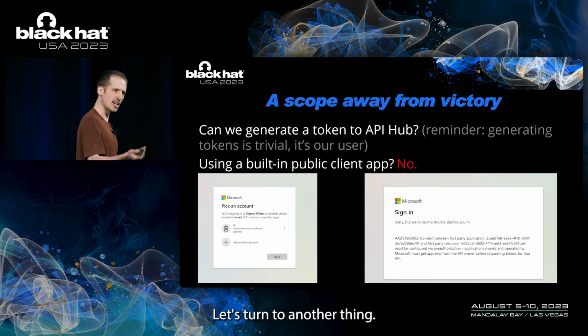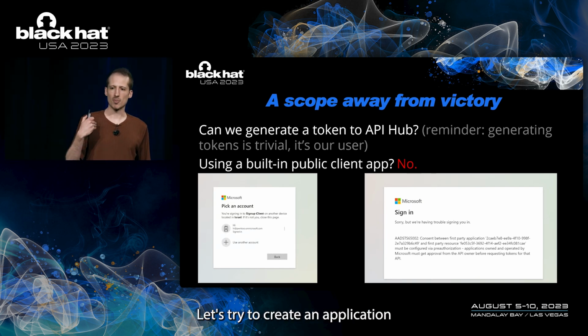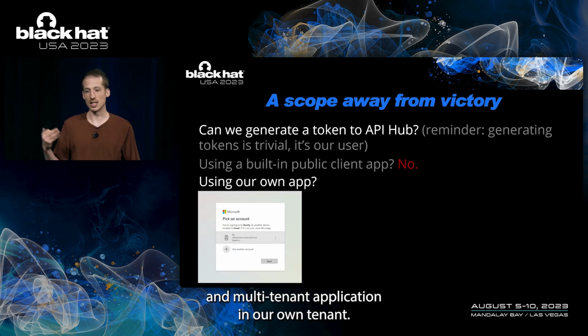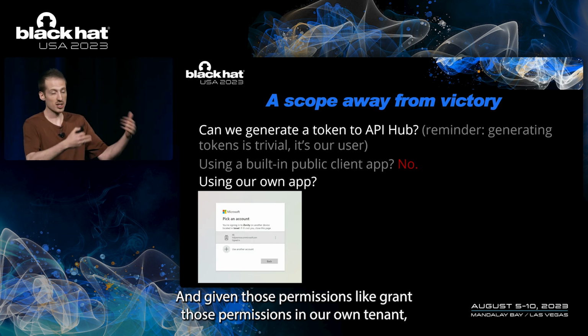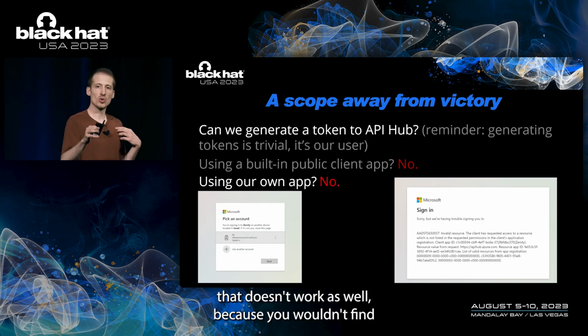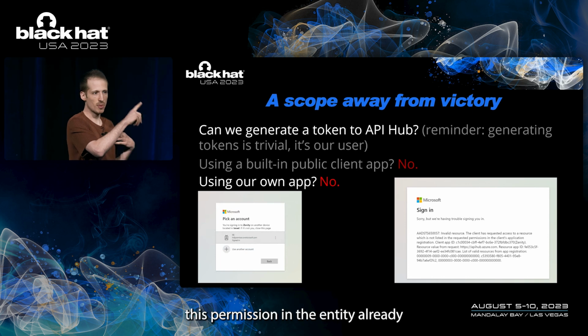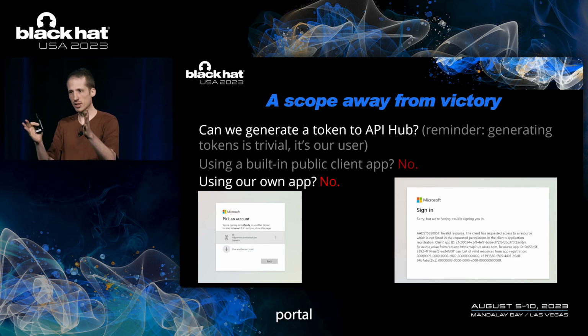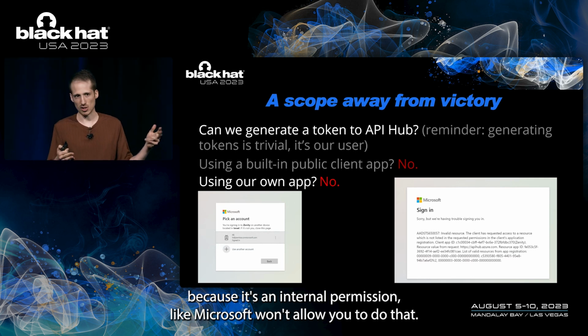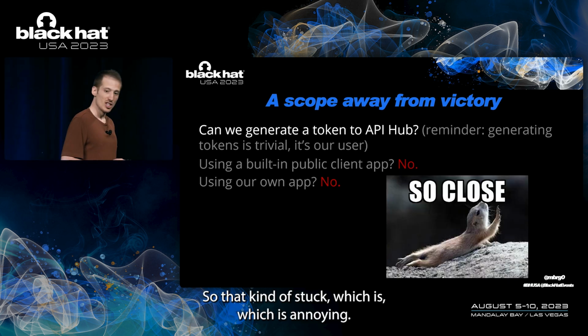All right, let's try and do another thing. Let's try to create an application, a multi-tenant application in our own tenant, and give it those permissions, like grant those permissions in our own tenant. That doesn't work either, because you wouldn't find this permission in the Entra ID or AAD portal, because it's an internal permission. Right? Microsoft won't allow you to do this. So we're kind of stuck, which is annoying.